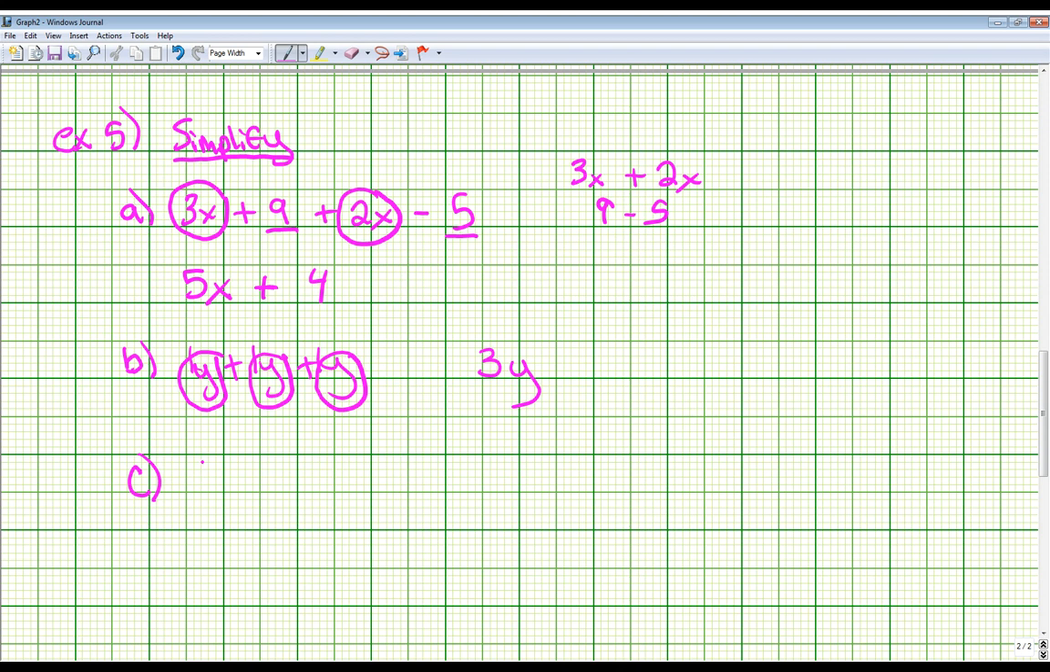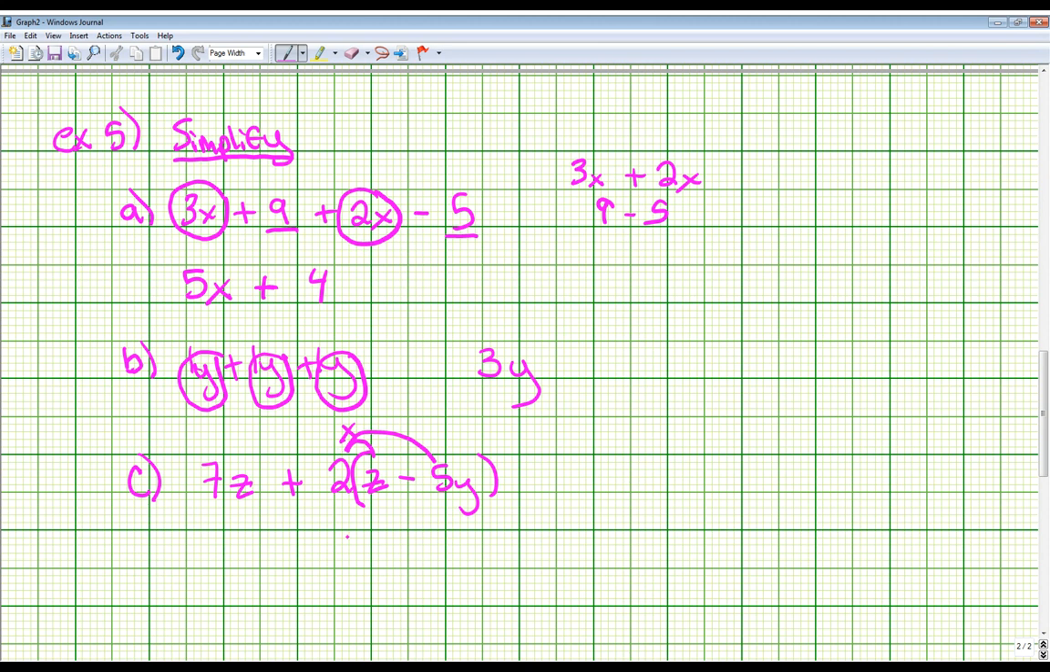Question C, they want us to simplify 7z's plus 2 parentheses, z minus 5y. This has quite a bit going on here. The first thing we need to do is use the distributive property that we learned earlier today. And we're going to take this 2 and distribute it through the parentheses using our multiplication rainbows.